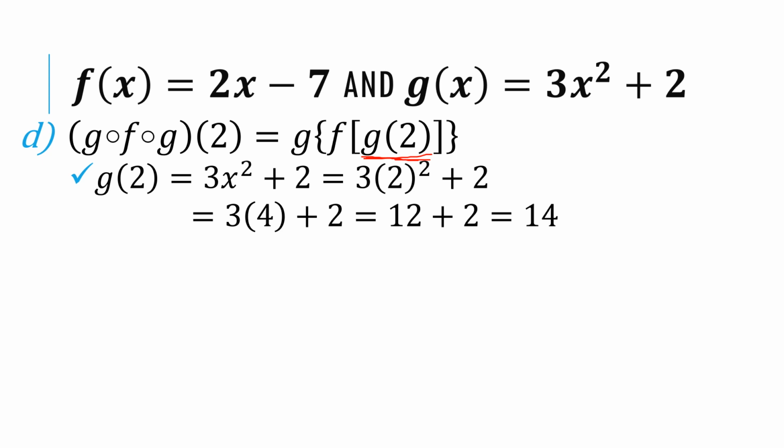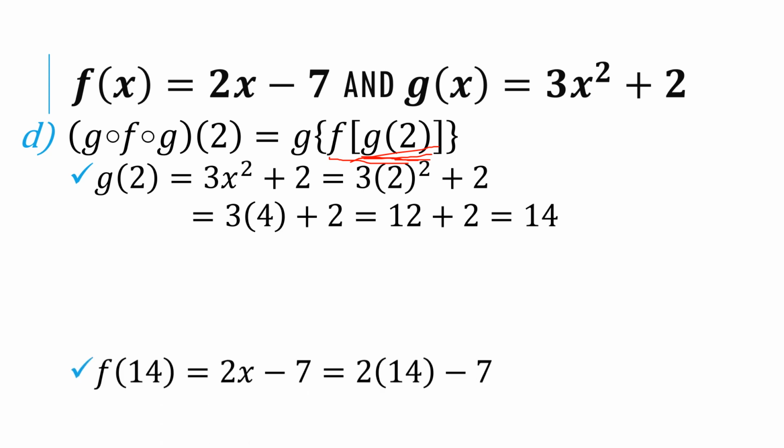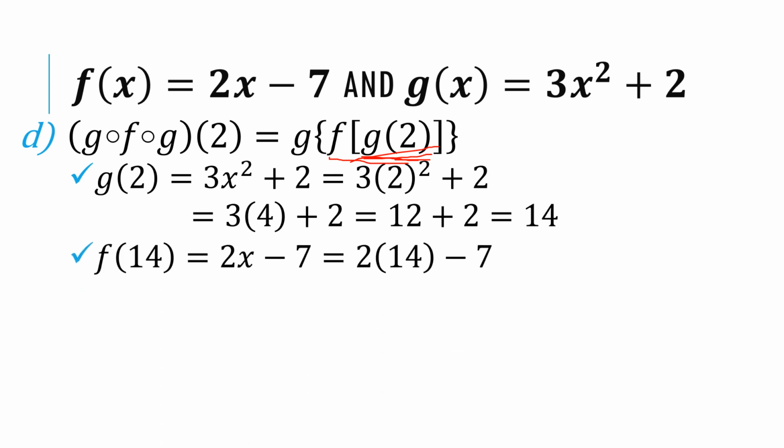Now, I will solve f of 14. Step by step ang process dito. So, f of 14, instead of using x here, gawin natin itong 14. Substitute 14. So, 2 times 14 minus 7, the answer is 28 minus 7, and the final answer is 21 for f of 14. So, that means, f of g of 2 is equal to 21.